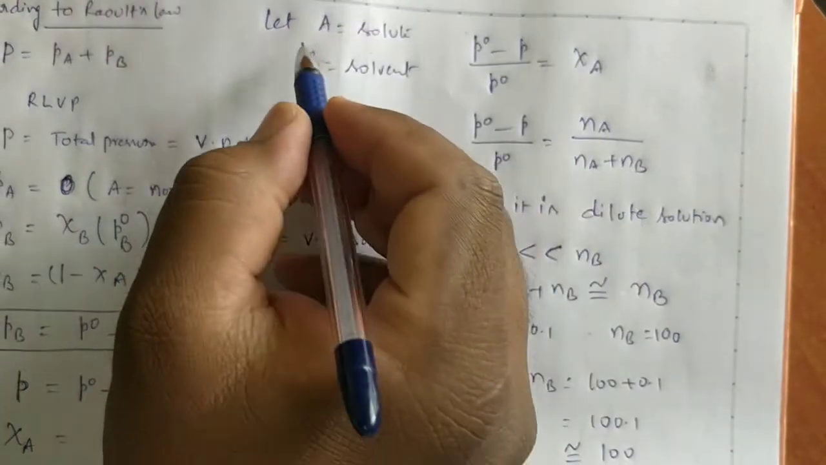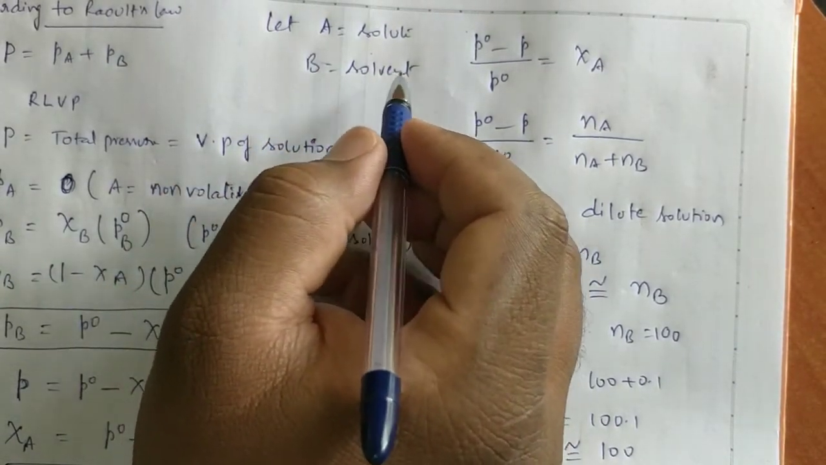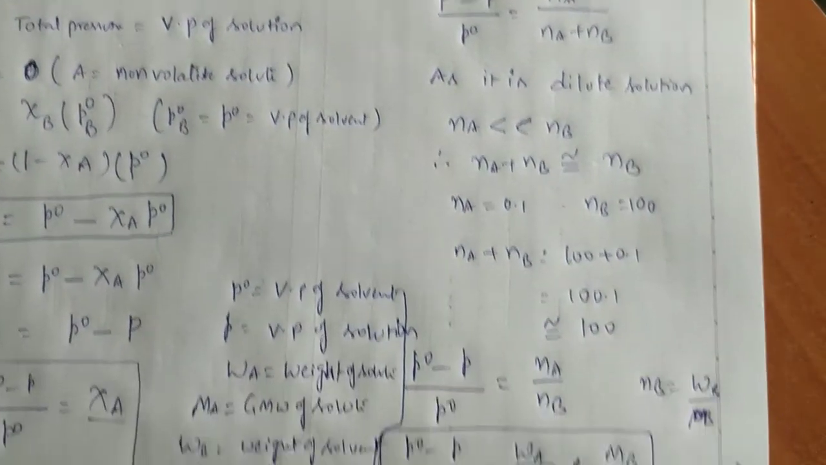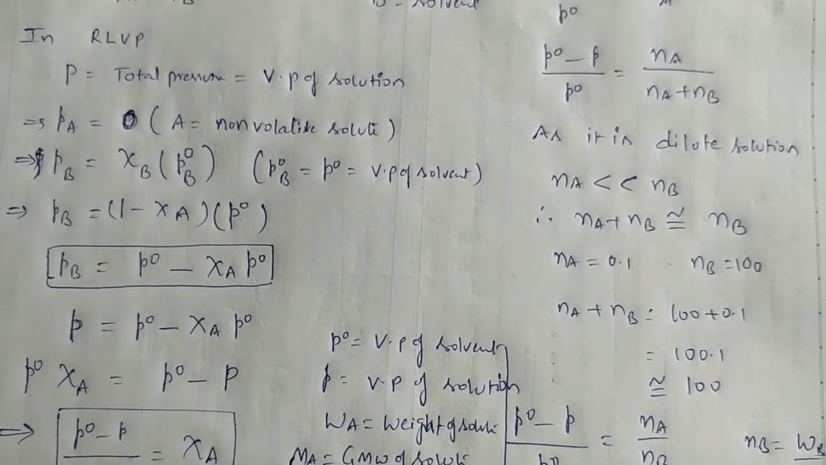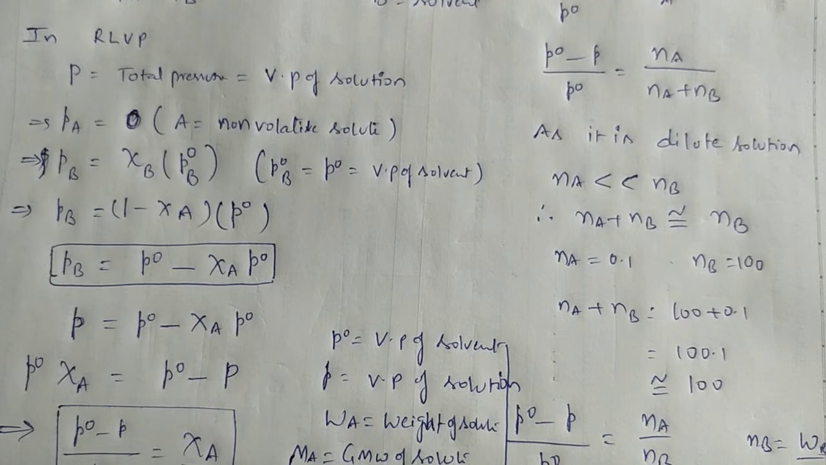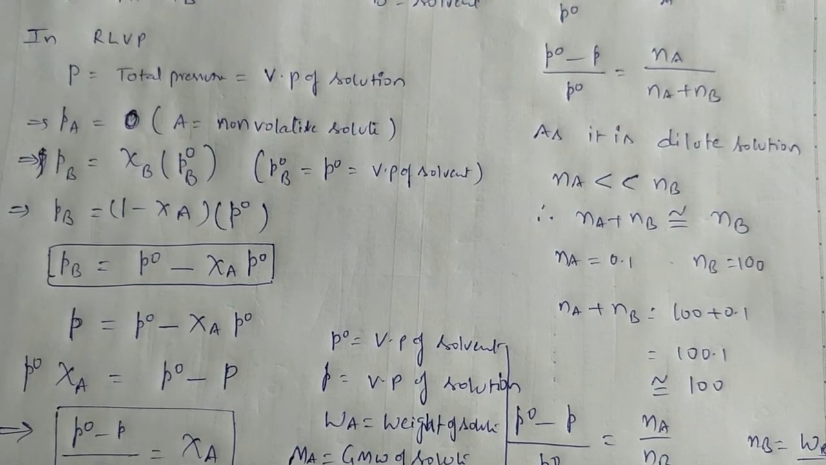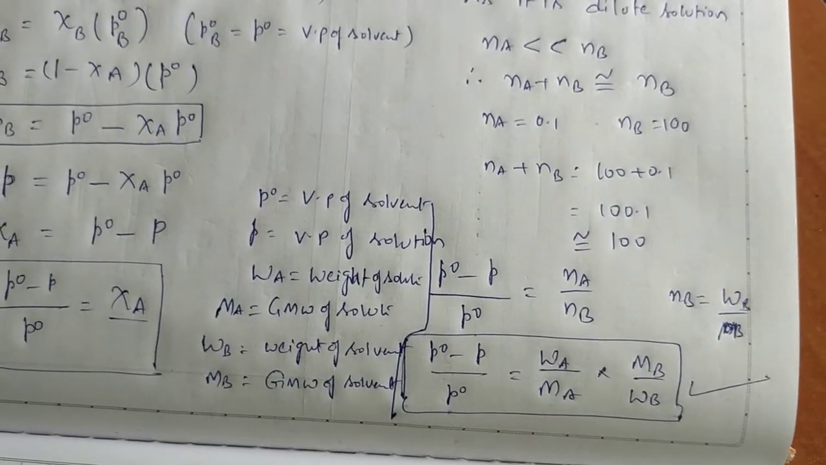So what are the terms related to A? Those belong to the solute. What are the terms related to B? Those are called solvent. I hope you are clear.